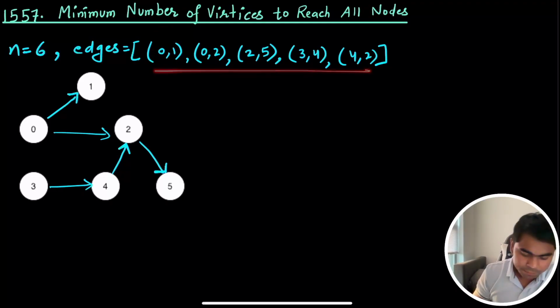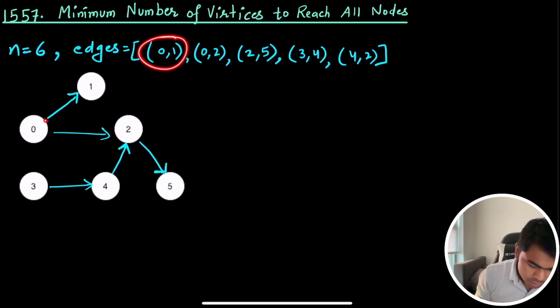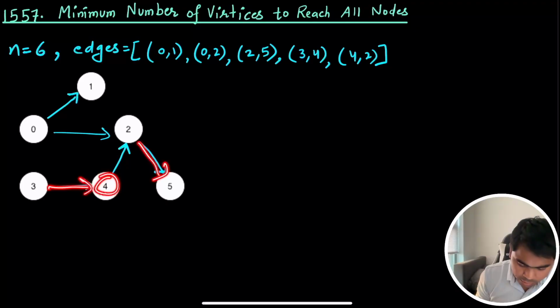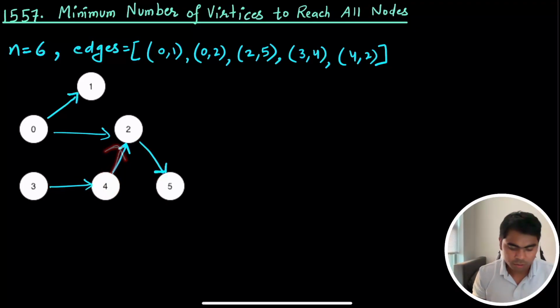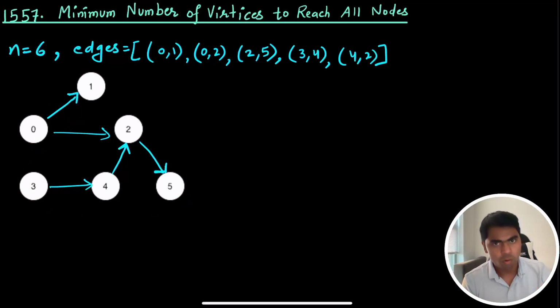By the way, 0 is connected to 1, 0 is connected to 2, and then 3 is connected to 4, and 2 is connected to 5, and 4 is connected to 2. So this is our entire graph. Now we need to find the minimum number of nodes using which we can traverse the entire graph. That is the summary that has been asked of us, which was find the smallest set of vertices from which all other vertices or nodes are reachable.